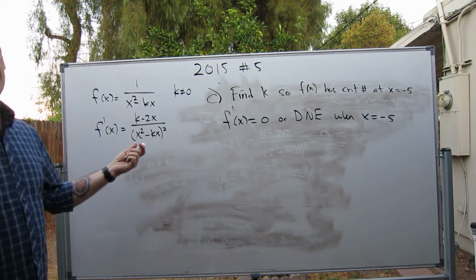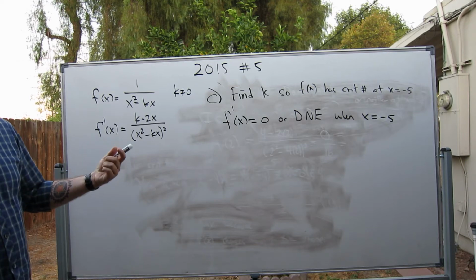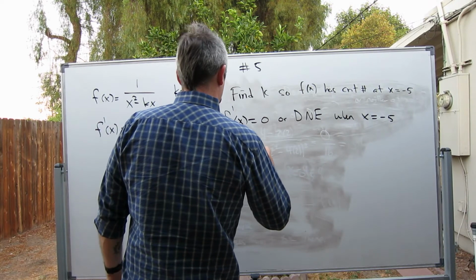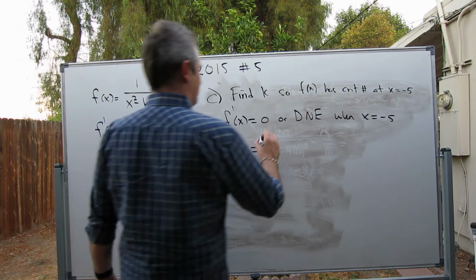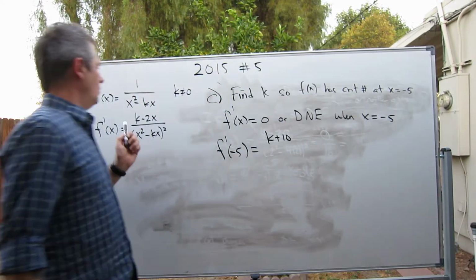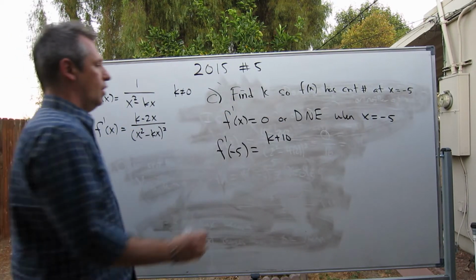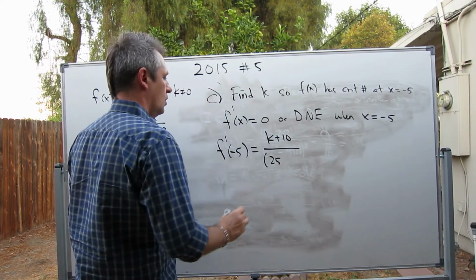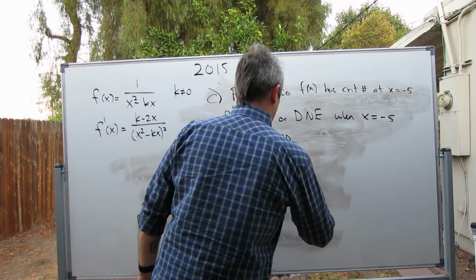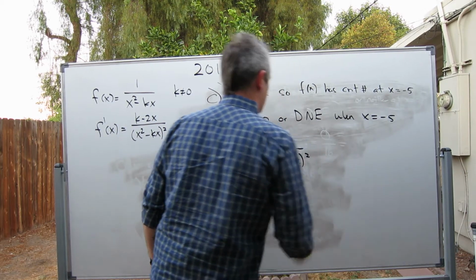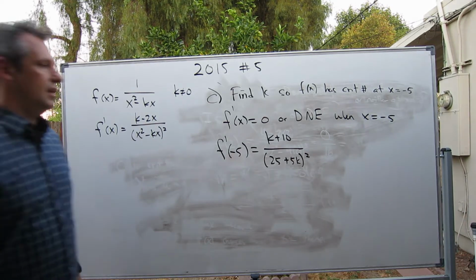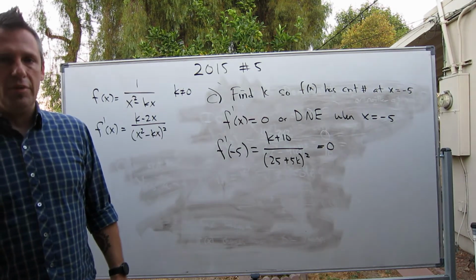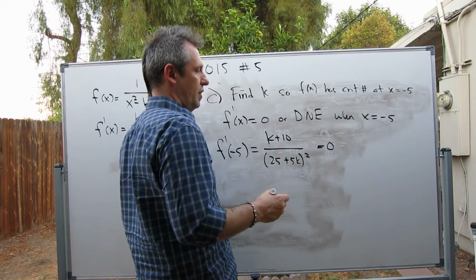Why don't we just plug in x equals negative 5 into the derivative and set it equal to 0 and does not exist? So f prime of negative 5, since we don't know what k is, we're going to have k plus 10 minus 2 times negative 5 over 25 plus 5k quantity squared. So let's see. In order for this to equal 0, we would need the numerator to equal 0, but the denominator to not equal 0.